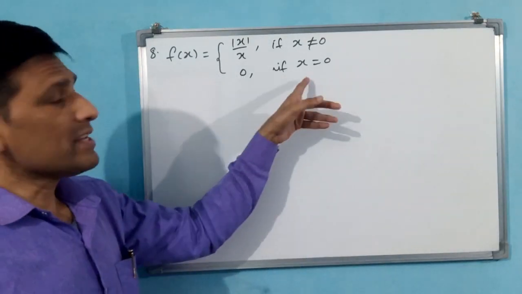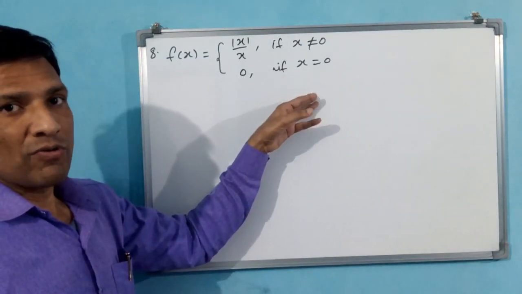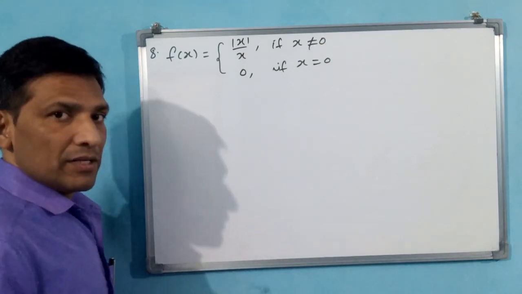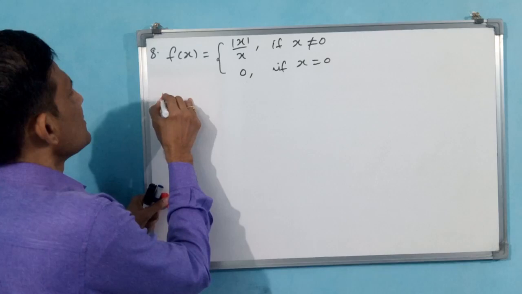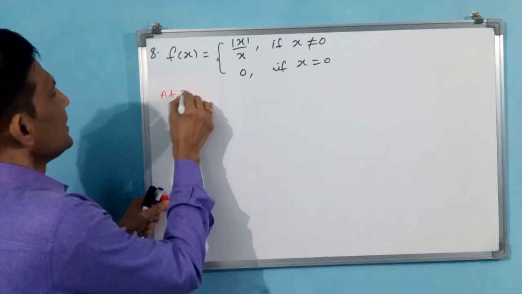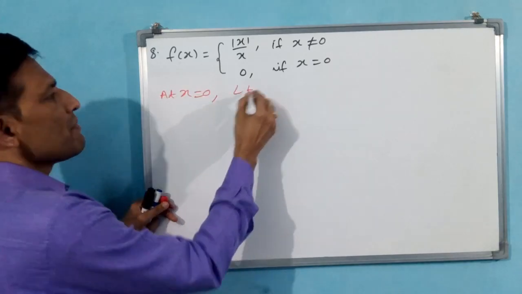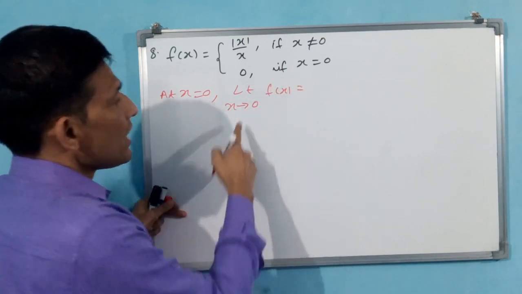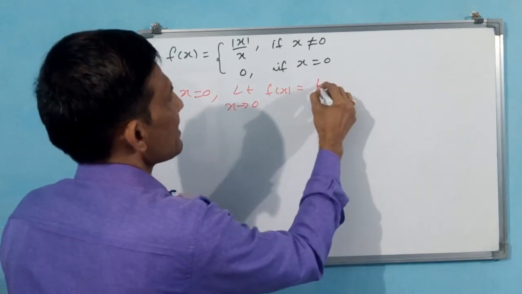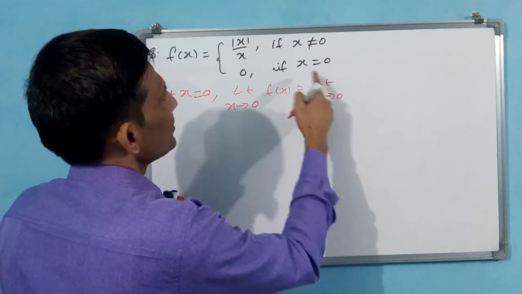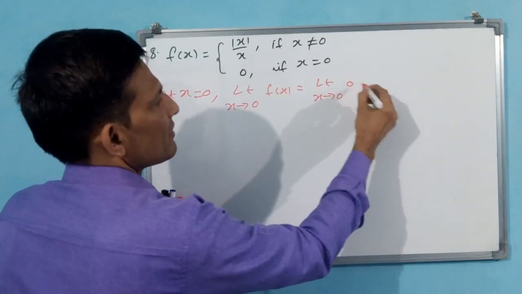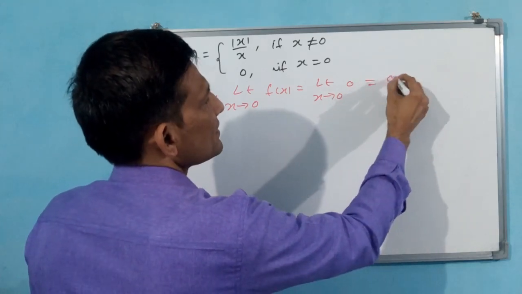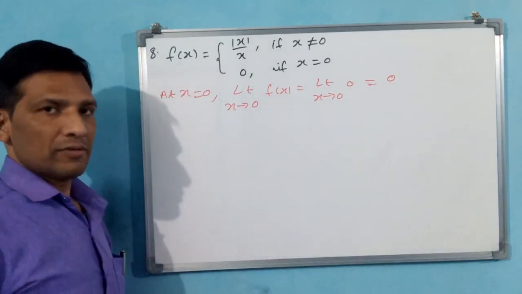Now you tell me, where is the point of discontinuity? We have to check at 0 only. Let us write 0. First you write continuity at x is equal to 0. At x is equal to 0, limit x tends to 0, f of x is equal to. At x is equal to 0, what is there? Limit x tends to 0. At x is equal to 0, 0 is there. That means limit of a constant, 0.